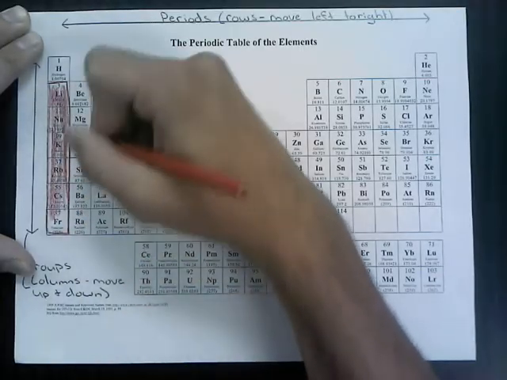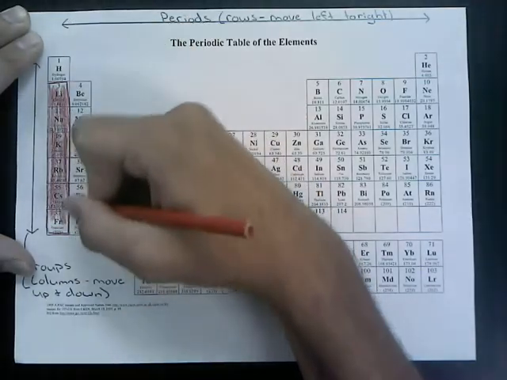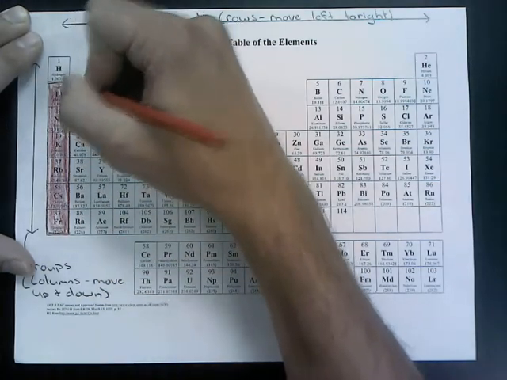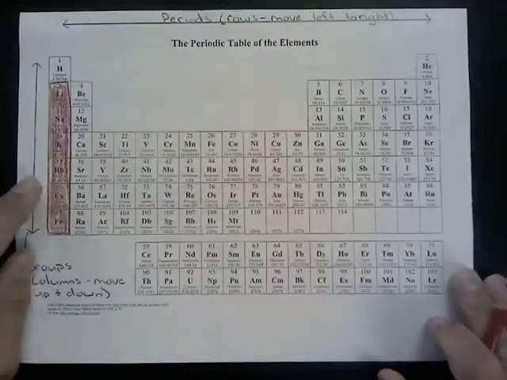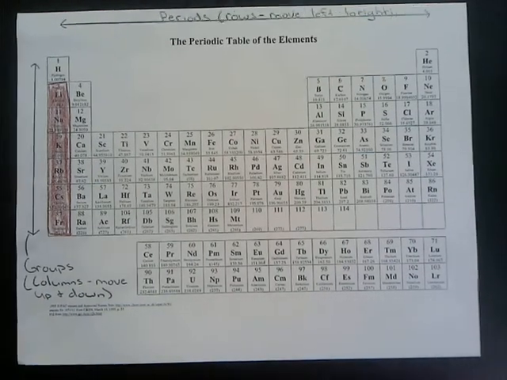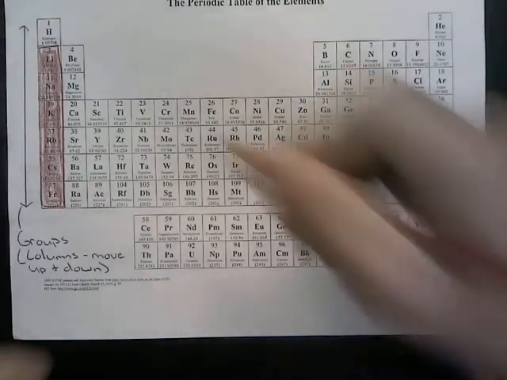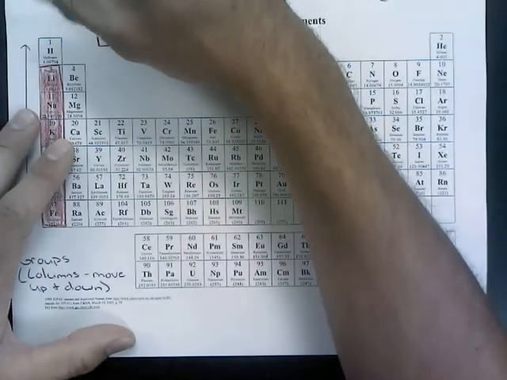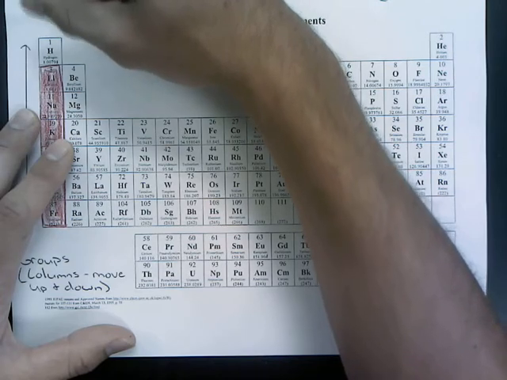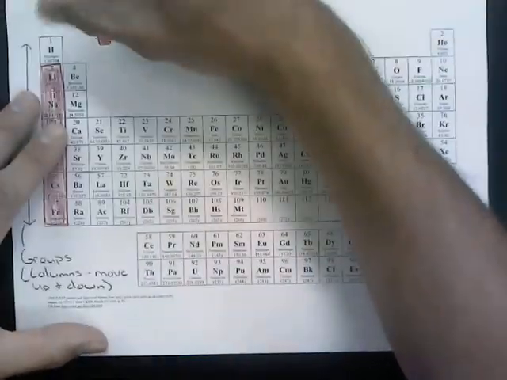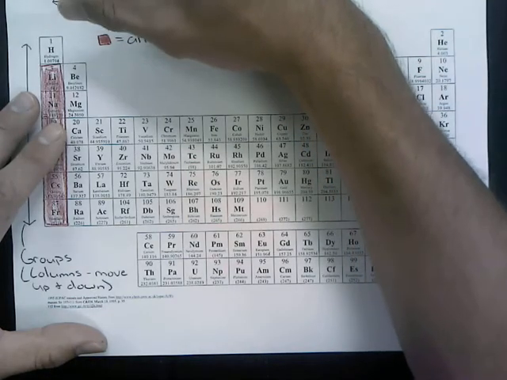Again, these group 1 elements are known as alkali metals, and they do not include hydrogen. So just to label that, just so we have a key, this pink color marks the alkali metals.